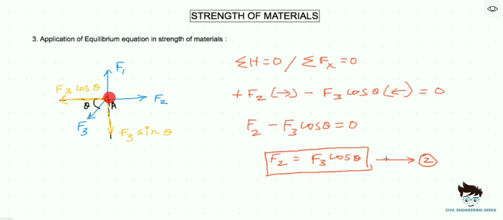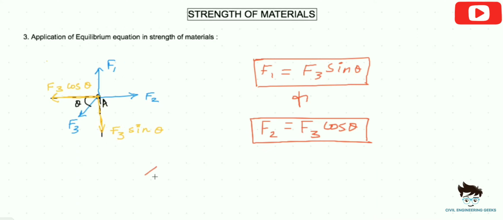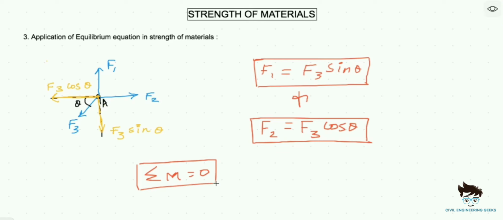We can now tell that for the given point A to be in equilibrium, it has to satisfy those two conditions or equations. Now one can ask why we didn't use the third equilibrium equation, that is, summation of moment equal to 0. That is because summation of moment equal to 0 can be used only when the applied forces are capable of creating a moment at a point.